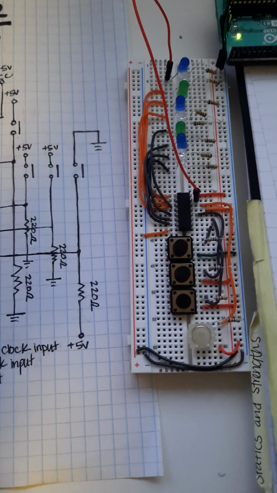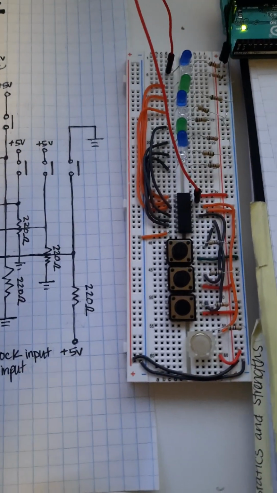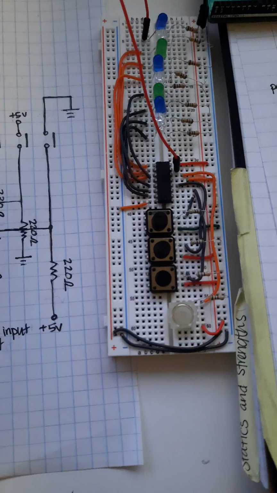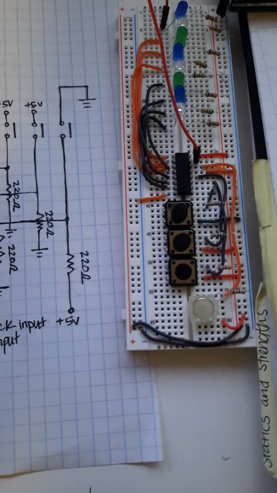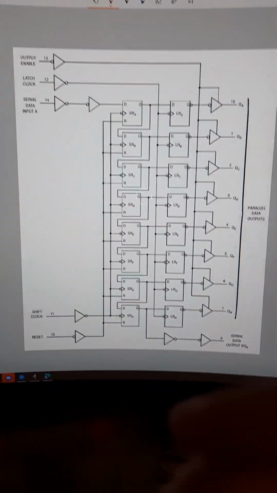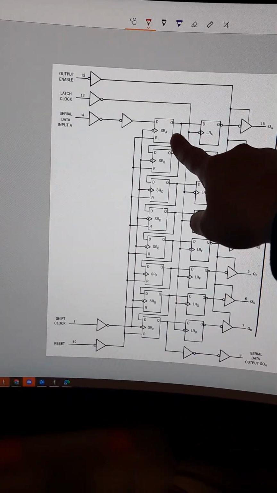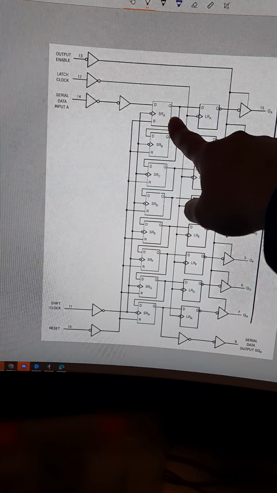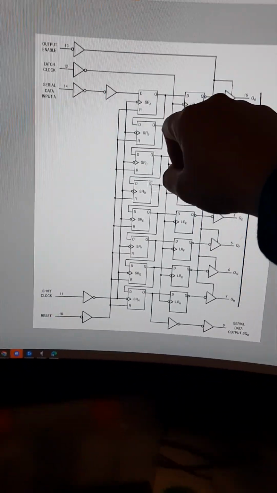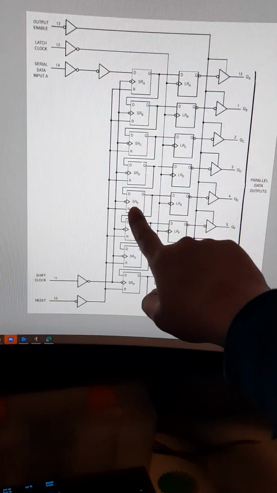The shift register consists of a serial input and a parallel output. If you look here, this is really hard to see, I'm sorry, there we go. These are all in our shift register, all in series. So if you look here, these are all in series.